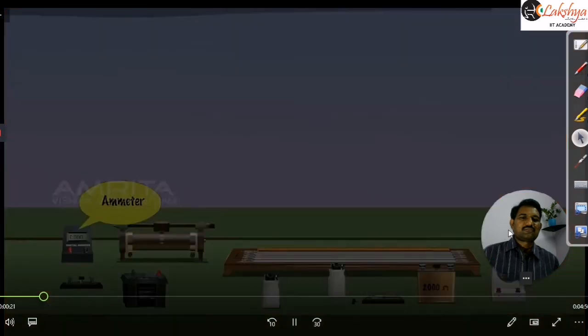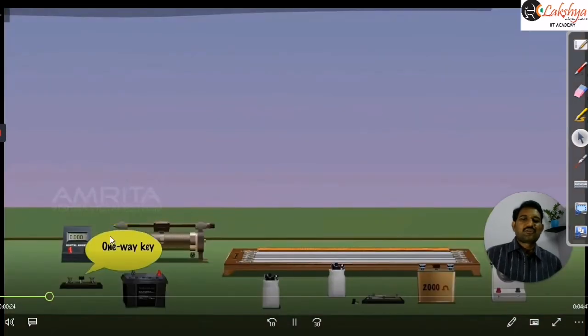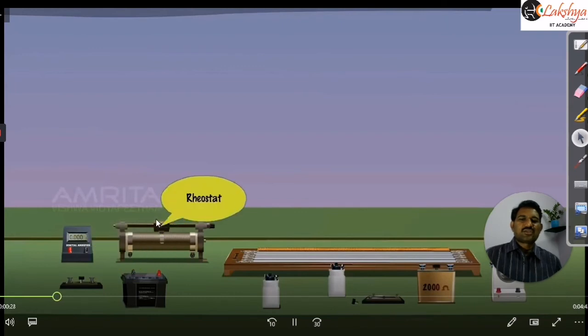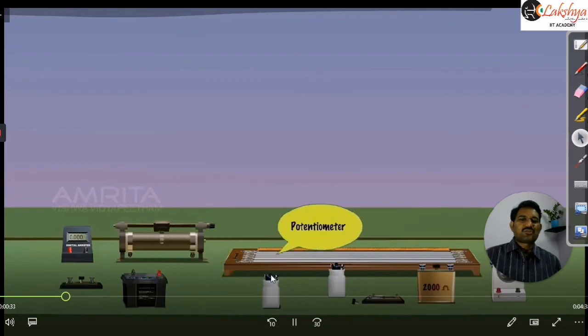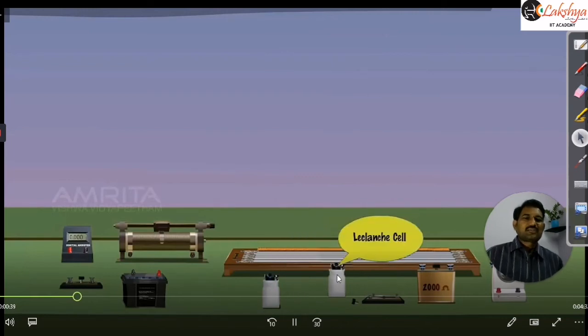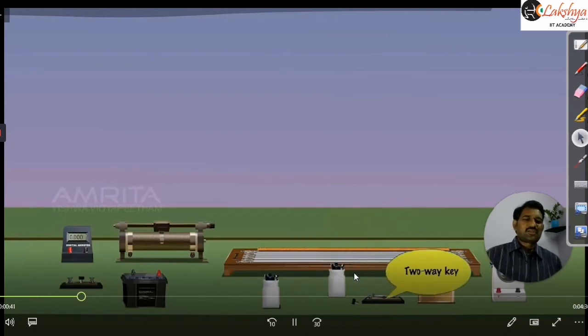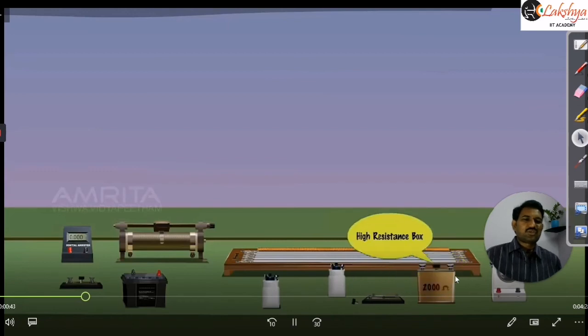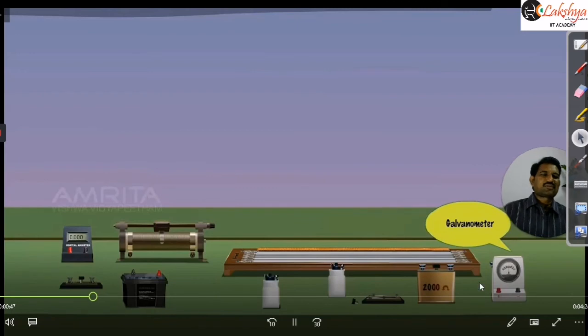A digital ammeter we are taking here, and this is the one-way key, and this is the rheostat which we discussed already, and this is the battery in the primary circuit, and this is the potentiometer with wire and scale connection. This is a Daniel cell, this is a Leclanche cell, and these are the two cells we need to compare. This is a two-way key, a high resistance box, and this is a galvanometer.